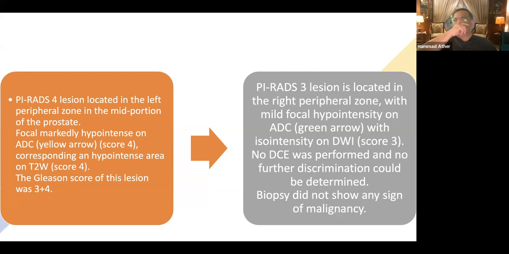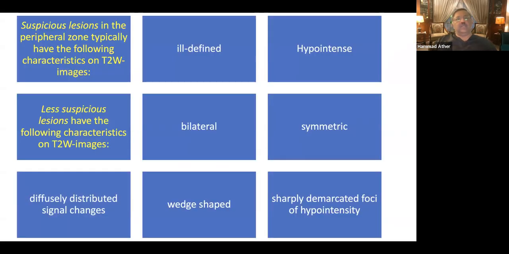So even if it is a malignancy, it is likely to be a clinically insignificant malignancy, and more likely to be an inflammatory thing rather than a cancer. So these are some of the characteristics about suspicious lesions in the peripheral zone. And on T2 weighted images, they are ill-defined and hypointense.